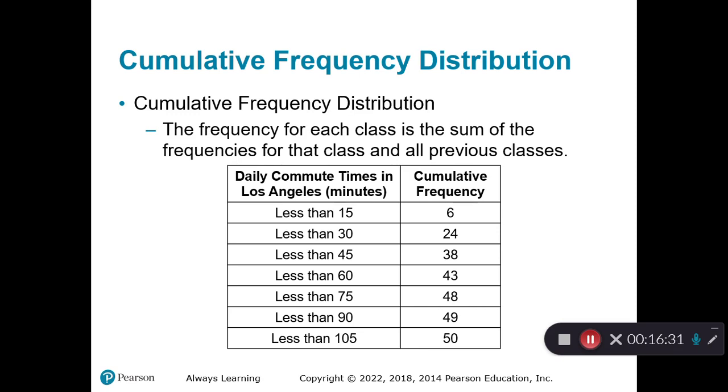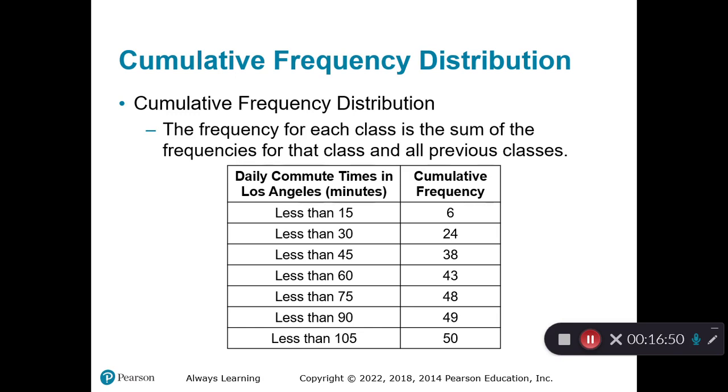24 represents the sum of the original frequencies for the first 2 classes combined. So we take the 6 from the first class, we add it to the additional 18 that were values between 15 and 30, for a total of 24 values that are less than 30.